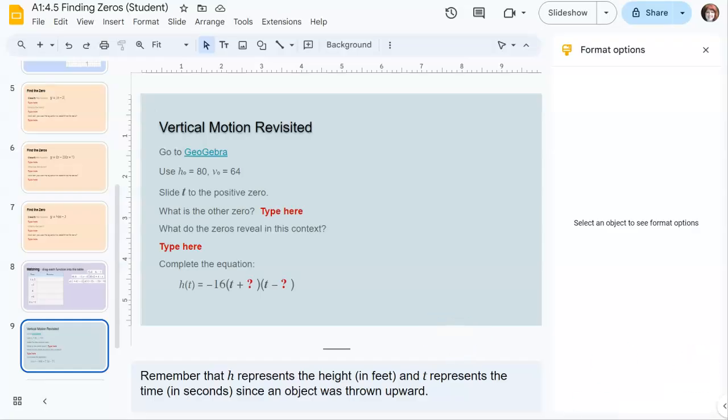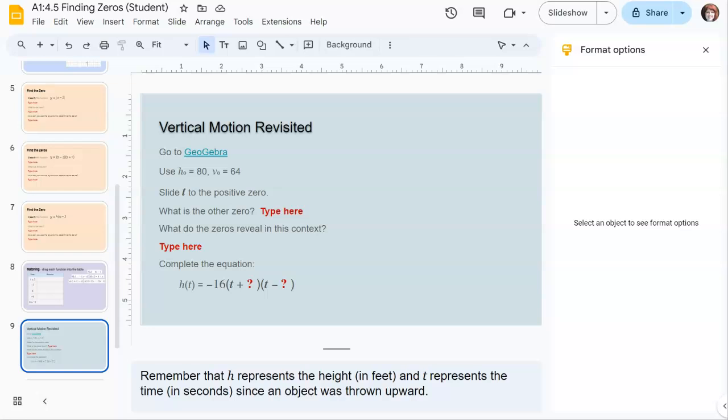Okay, down at the bottom here it says, remember that h represents the height in feet and the t represents the time in seconds since an object was thrown upward. So these zeros have something to do with the height of the object. But one of the zeros doesn't really fit this context, and you want to see if they'll come up with that without you saying it. So give them a chance to tell you what the two zeros are, and then talk about what both reveal in context. Only one really fits the context, the other does not, and have them explain why.